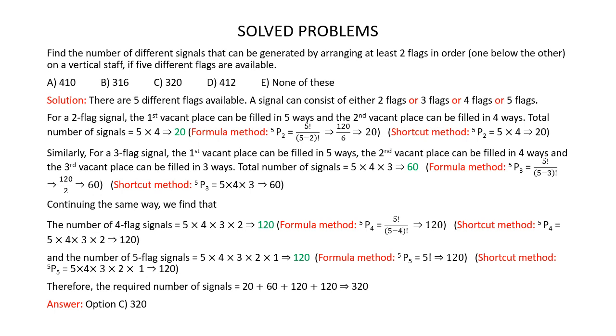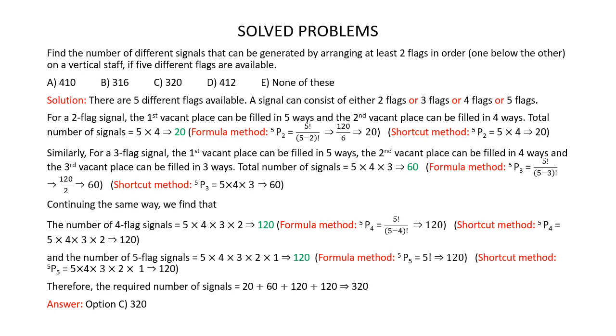Now the value of 5p3 can also be found using the shortcut method. That is, starting from 5 in the descending order, there has to be a multiplication of 3 numbers. So 5p3 means 5 multiplied by 4 multiplied by 3, which is 60. So 60 three flag signals can be formed.